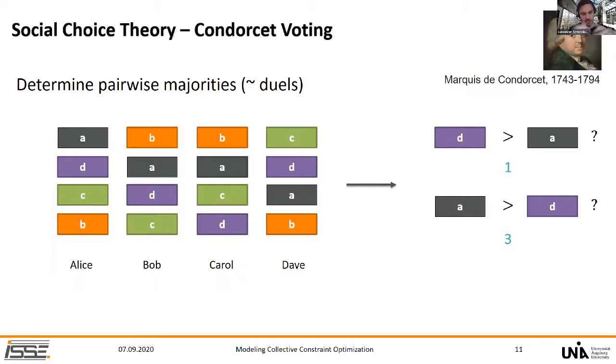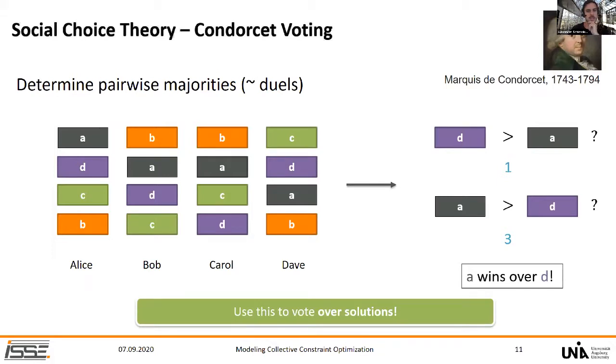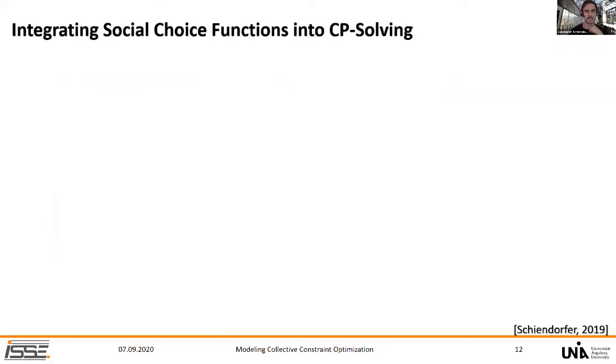And in this procedure, we can find a winner if we're lucky. So we want to use this principle now not to vote over a fixed finite set of options, but rather over solutions to a constraint problem. As a little caveat, there might be cycles, but I'll come to that a little bit later.